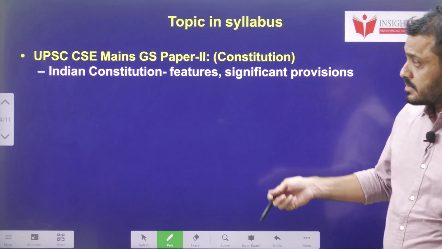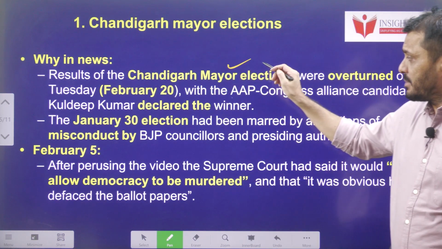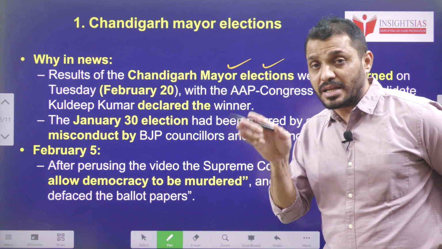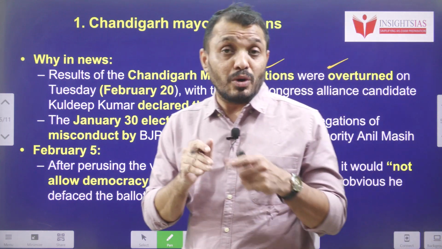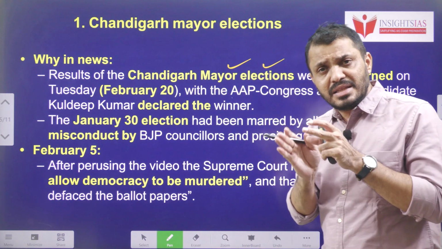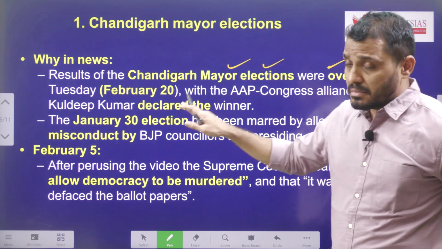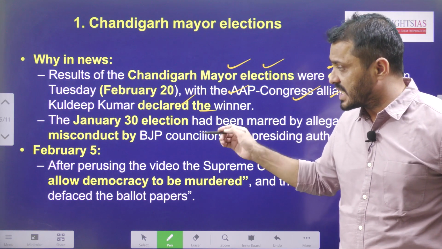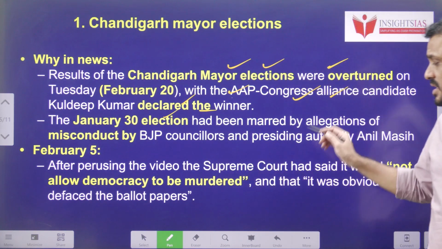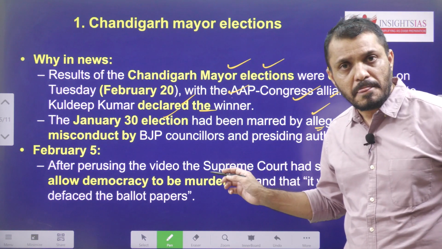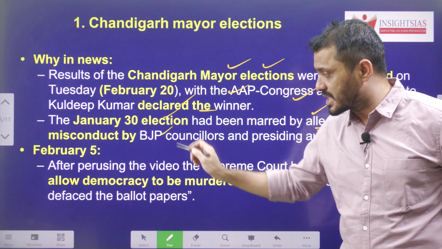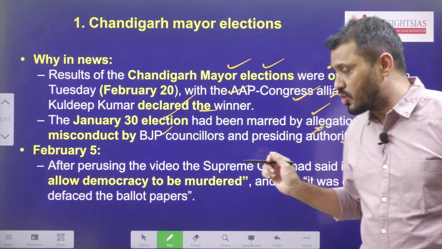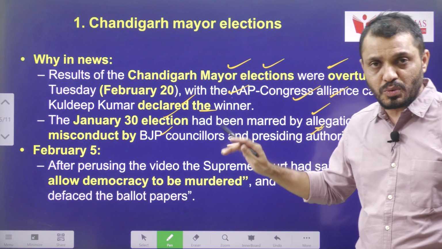Let's see. So why is it in the news? The Chandigarh Mayor Election was overturned, that means they are setting the clock back to the original position. It was overturned on Tuesday, that means today, with the AAP and Congress alliance candidate Kuldeep Kumar declared the winner. And the January 30 election, which was completely marred by allegations of misconduct by the presiding officer Anil Masih as well as councillors, was cancelled.